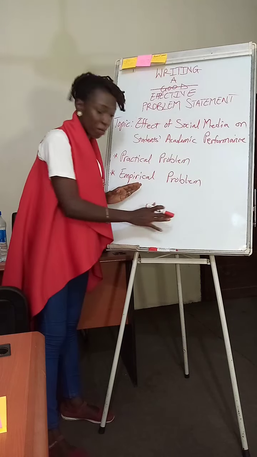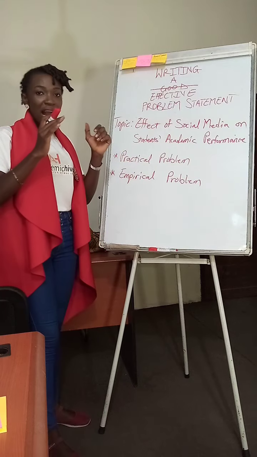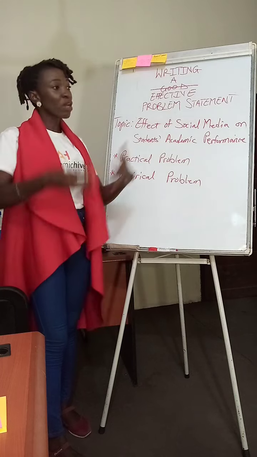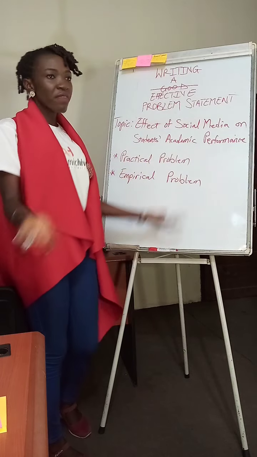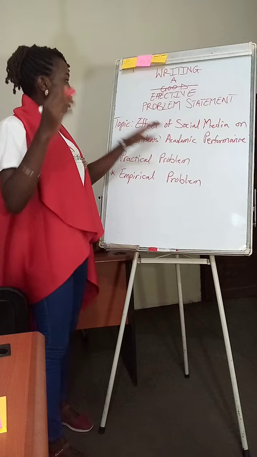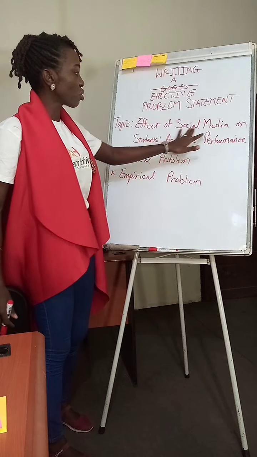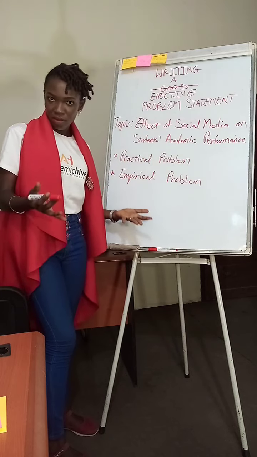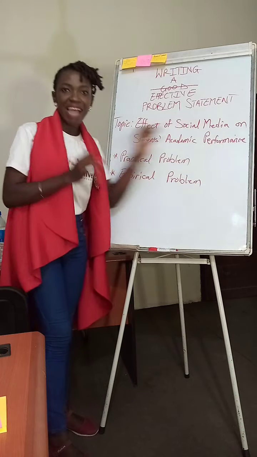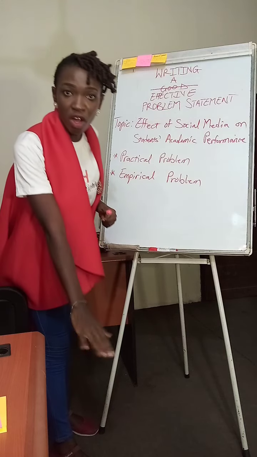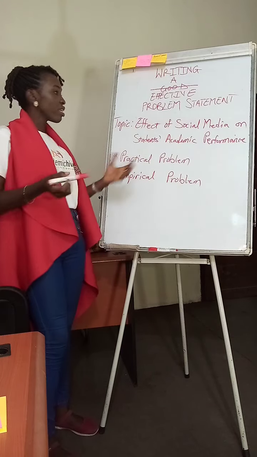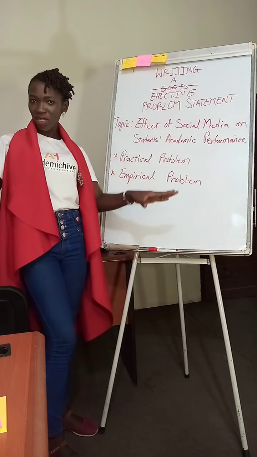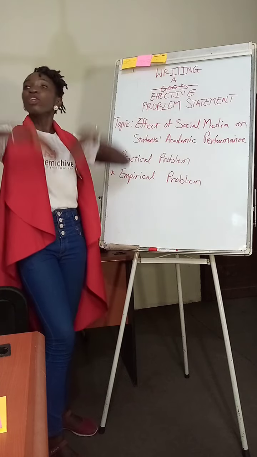So for the empirical problem, like I said, you have to mention that from your review of literature, it has been observed that different scholars have actually tried to address the issue of social media and students' academic performance. But you noticed that these scholars either focused on very young children, or they focused on university graduates, or probably they didn't even mention the age bracket. They're just taking it like youth in general.